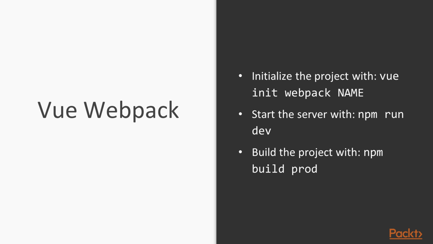To initialize the project, call vue init webpack and then the project's name. You can go with all the defaults. To start the server coming with it, run npm run dev, and if you want to host a project somewhere and want to build it, call npm run build. Alright, on to the rest of the packages.